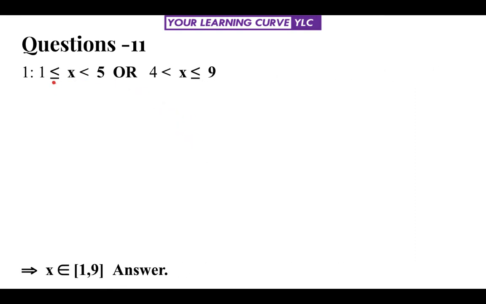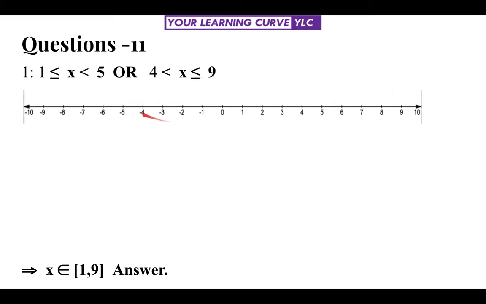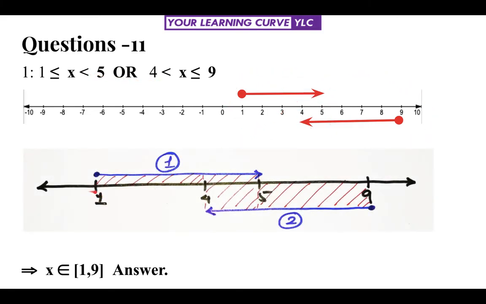In this question, we will discuss if x is greater than or equal to 1 but less than 5, or x is greater than 4 but less than or equal to 9. We again plot the first inequality: 1 included, 5 excluded, 4 excluded, 9 included. Both the inequalities you have plotted on the number line. Now you see the inequality in the shaded region. 1 to 5 first inequality, 4 to 9 second inequality, 1 included, 9 included, 4 excluded, 5 excluded.